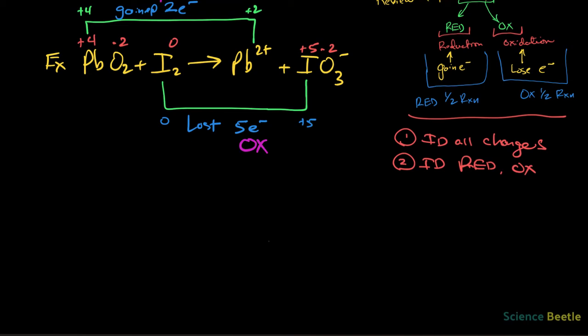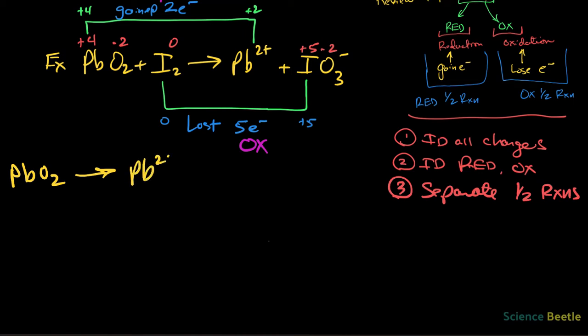So the next step for us is going to be to go ahead and split out the reactions. So here we're going to separate the half reactions. And so that means that we're going to put the reduction first, the oxidation next. And so let's go ahead and do that here. On the left-hand side, let's get the reduction side. And so we're going to get PbO2, and then that's going to go and produce Pb2+. And we'll just separate that out here. And then the oxidation side of things, that's going to be I2, and this is going to form IO3-.